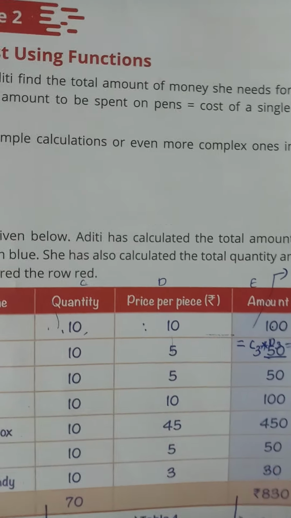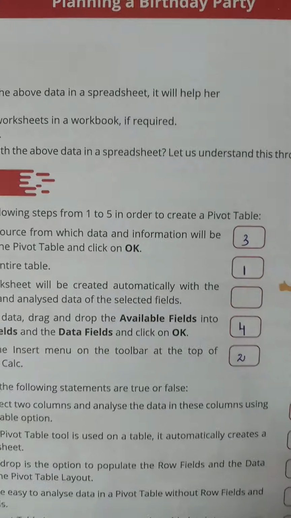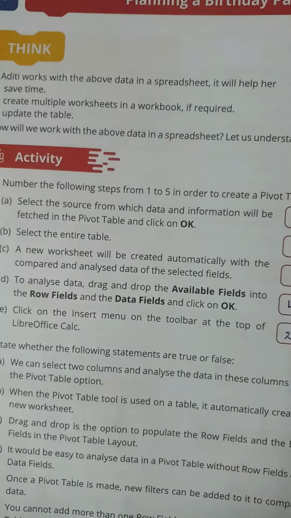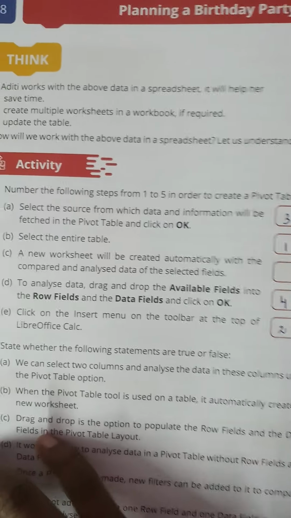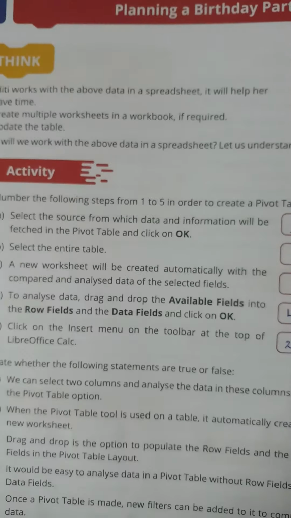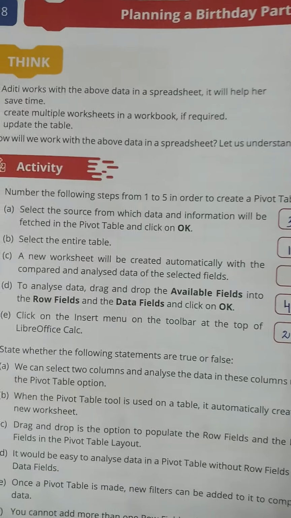In available fields, there are serial number, item name, quantity, price per piece, amount, and then category. So, by using this, these are in the available fields. Then you need to select what are the items you need in row fields and what are the items you need in data fields. Okay, you need to separate it and then click OK.